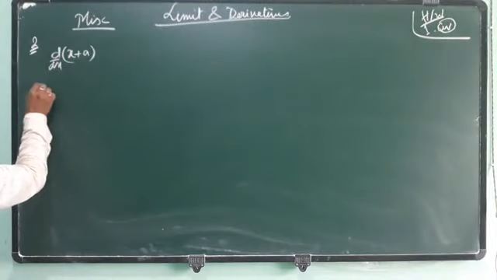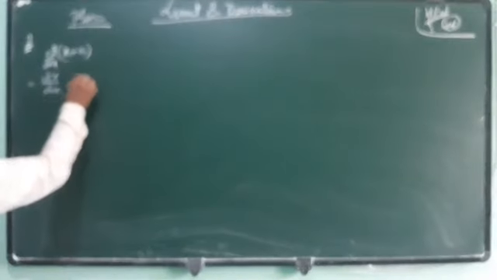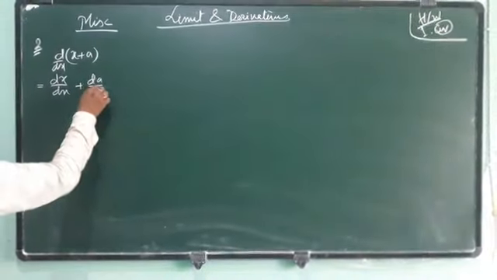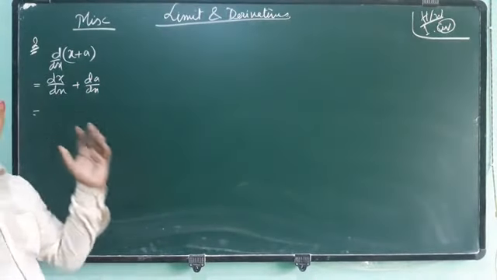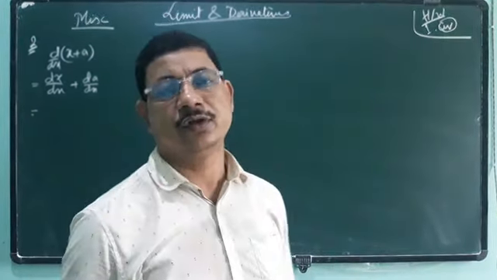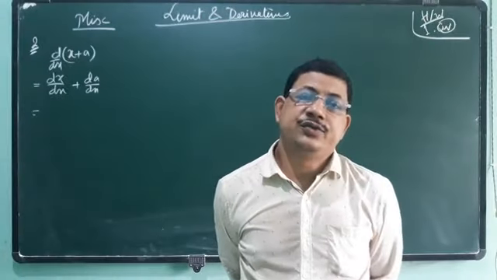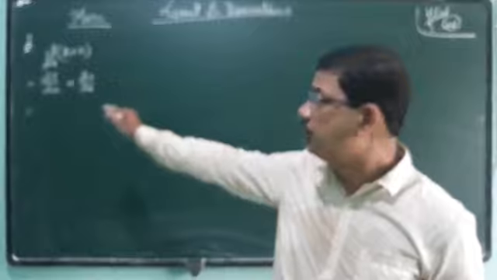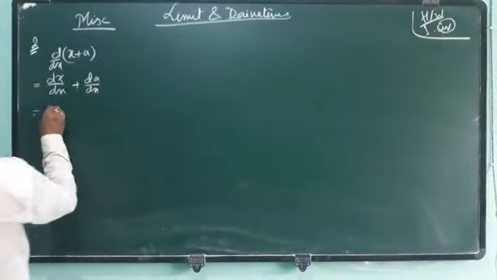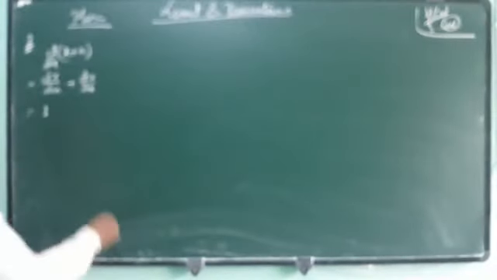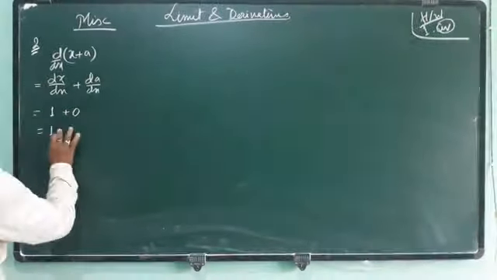So it is so simple. d by dx of x plus d by dx of a. Actually, you have to use the formula: differentiation of x to the power n with respect to x is n x to the power n minus 1. That formula you have to use, or you can remember it like dx divided by dx, it is the same thing, and that is 1. The derivative of the constant a is 0. So what we get? It is 1 as the answer only.